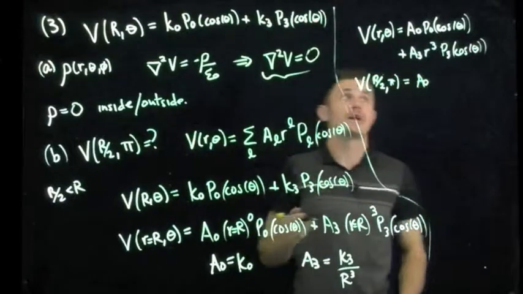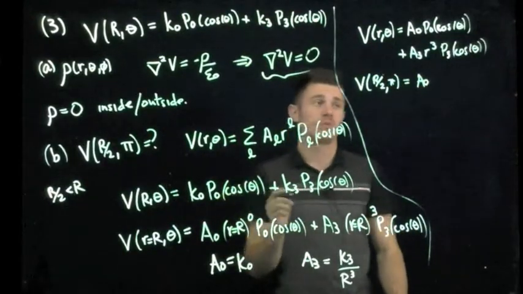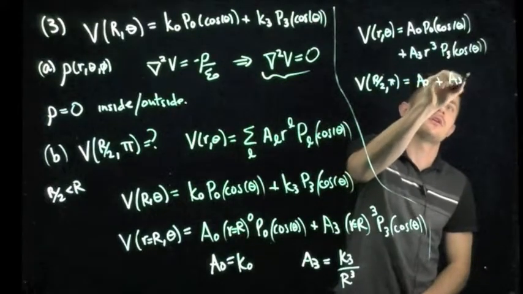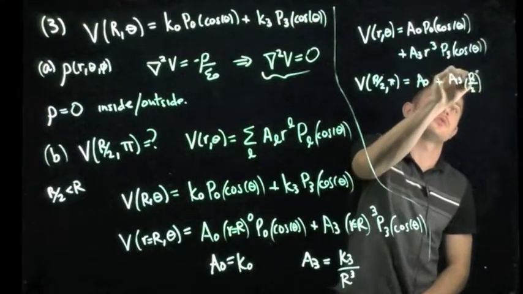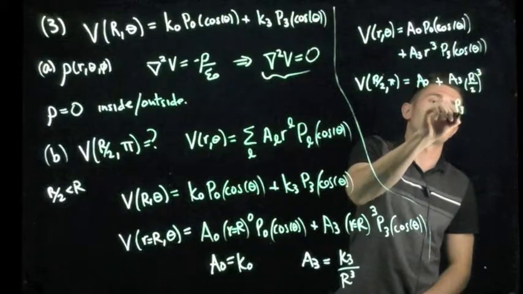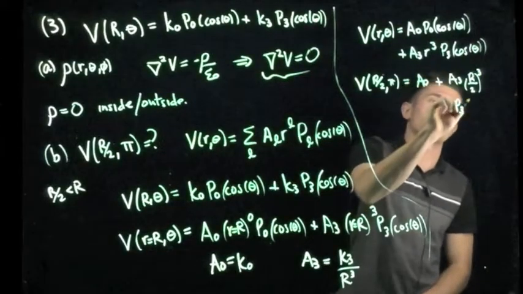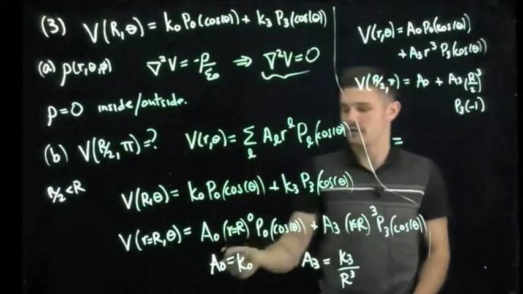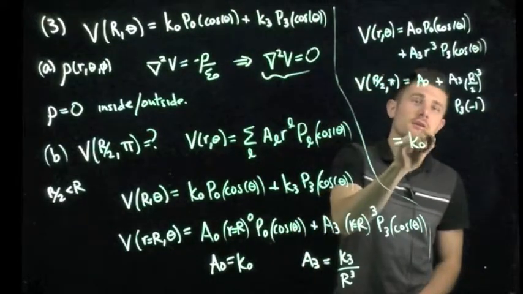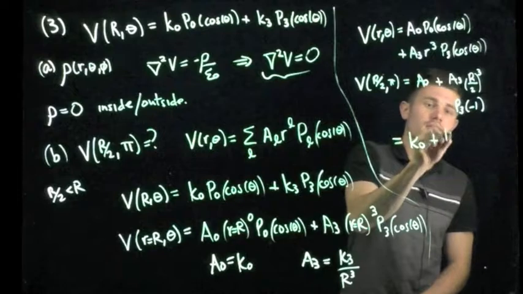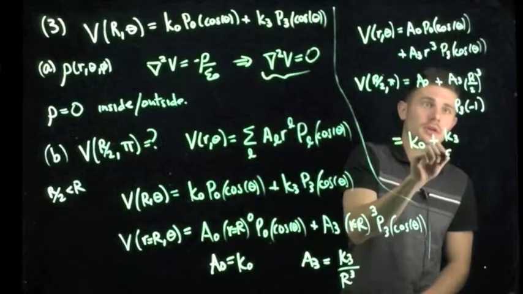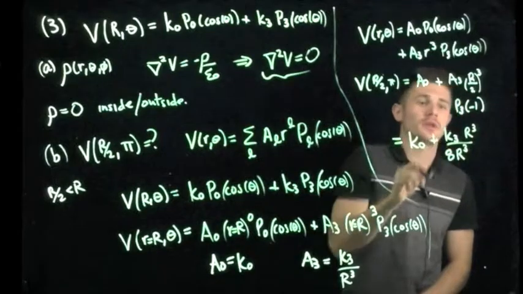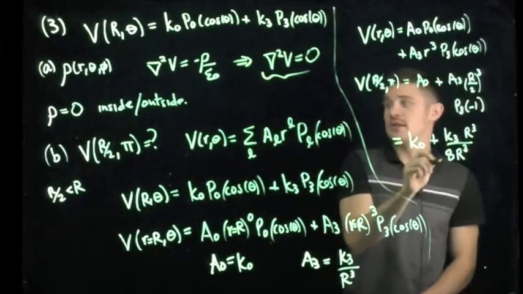Of course, our P naught value is always going to be 1 for the Legendre polynomial, so we just have a naught plus a3 (r over 2) cubed, and then P3 of cosine of pi, which is just negative 1. We can now substitute in our values for a naught, so a naught is k naught, plus a3 is k3 over 8 r cubed in the numerator. And essentially this P3 is negative 1.